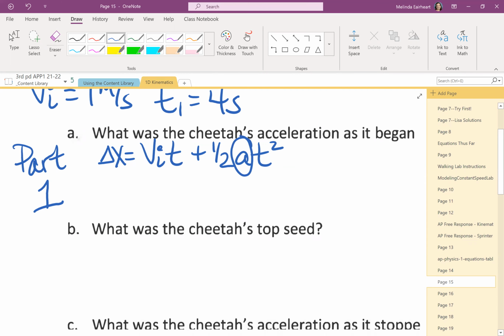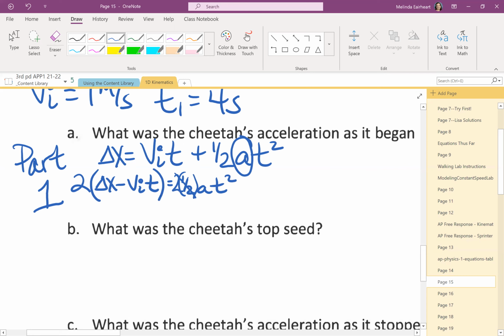You don't divide by 1/2 yet. I don't know the exact math rule, but save your 1/2 AT squared for last. What can I do with VIT term? Subtract it to the other side. I don't know what math calls this, but let's subtract VIT. And that equals 1/2 AT squared. Now we can divide by 1/2 or multiply by the reciprocal, multiply both sides by 2, right? So multiplying both sides by 2. But careful, you want to use parentheses there on the left. That 2 goes to both.